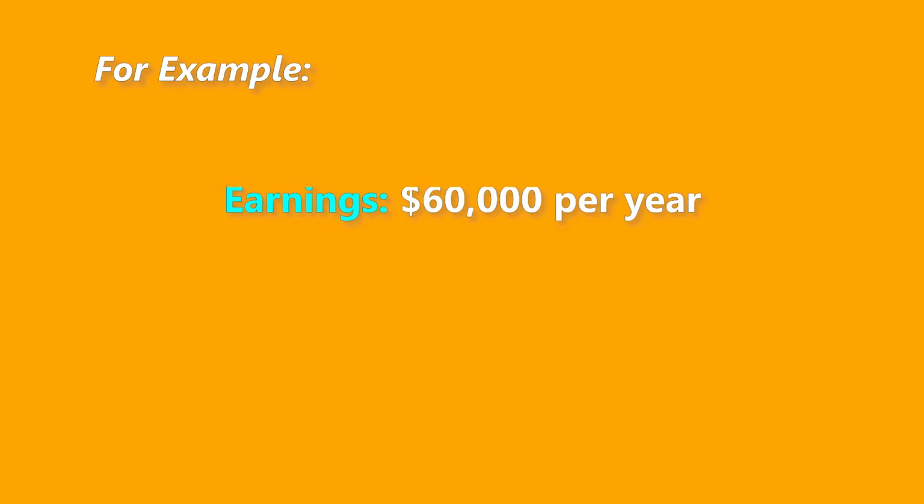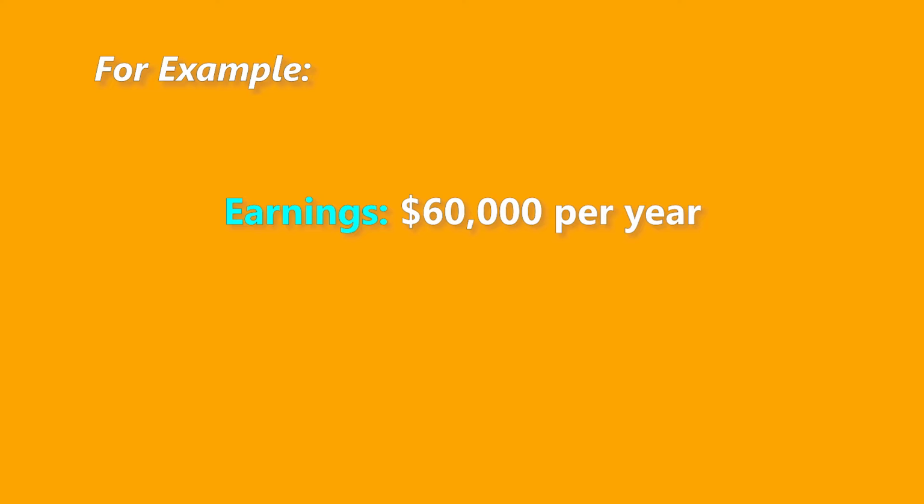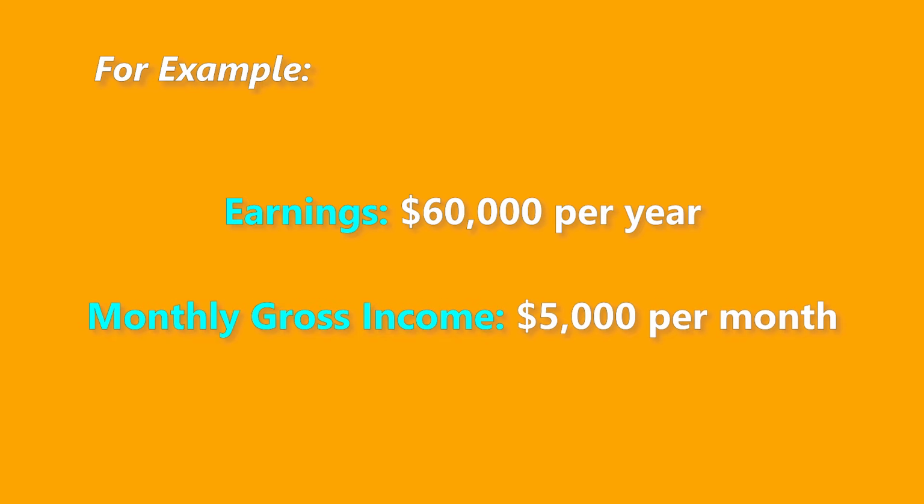So let's say, for example, that you earn $60,000 per year. That means your monthly gross income is $5,000 per month. Now, we're using the gross income, not the amount that is on your paycheck, but instead the amount that you earn prior to any deductions that are taken out.